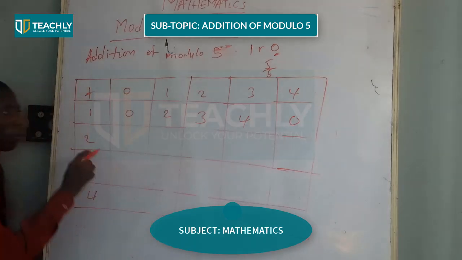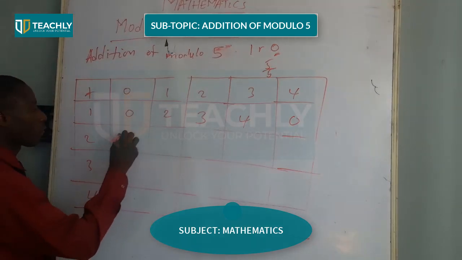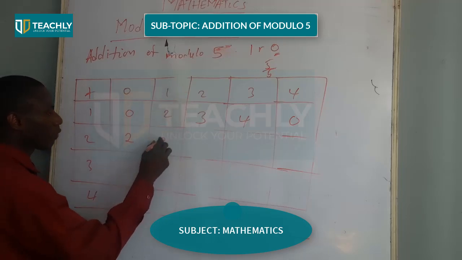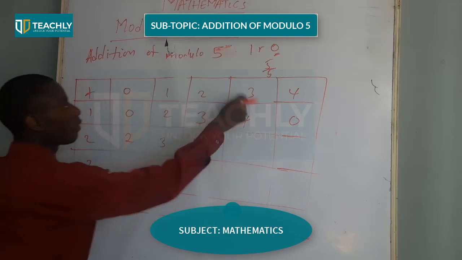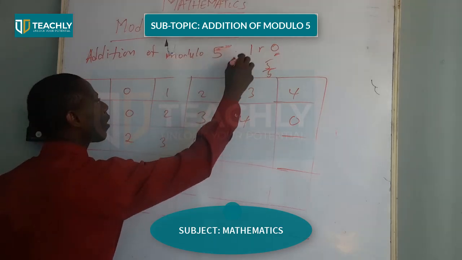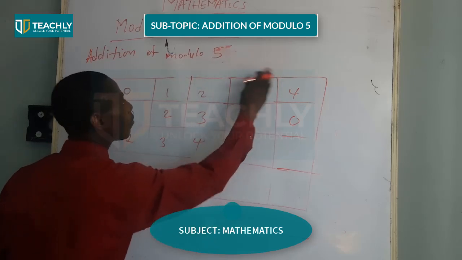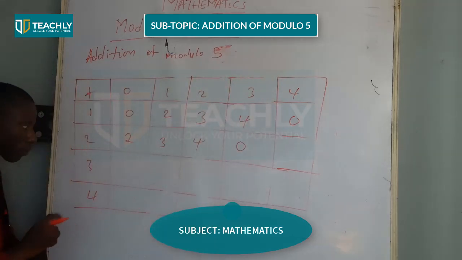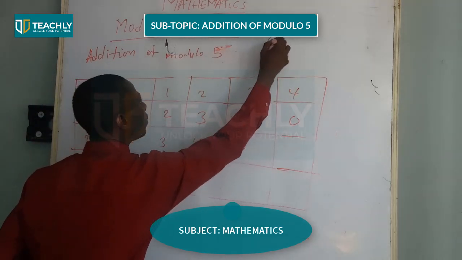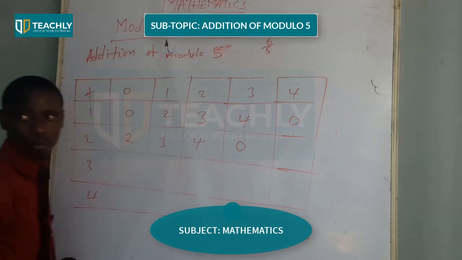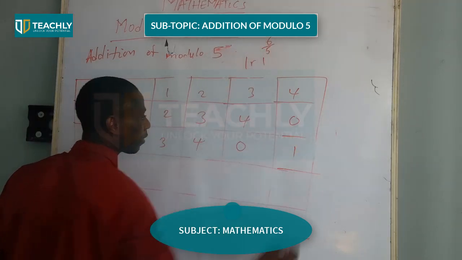So move to the second column. Here you are going to have 2 plus 0, you have 2. 2 plus 1, you have 3. 2 plus 2, we have 4. 2 plus 3, 5. Since it's 5 divided by 5, you have 1, remainder 0. You write remainder 0. You always put down your remainder. Don't forget. Here, 2 plus 4, you have 6. Divide by 5, you have 1, remainder 1. So you are going to write remainder 1.